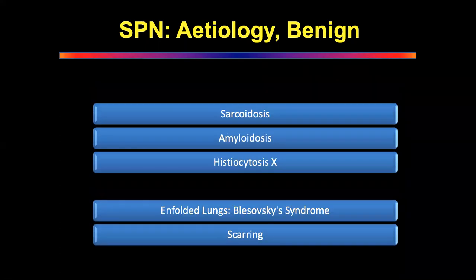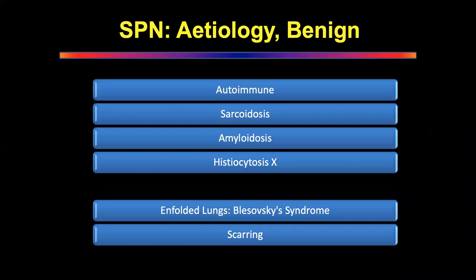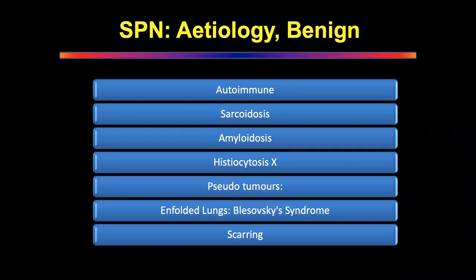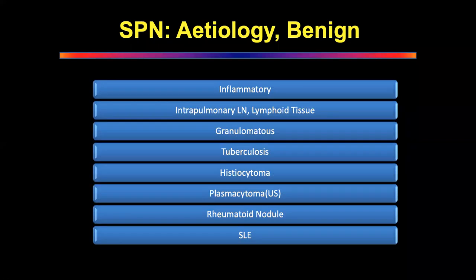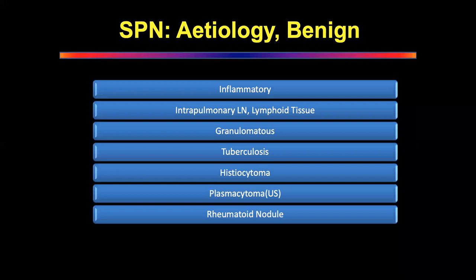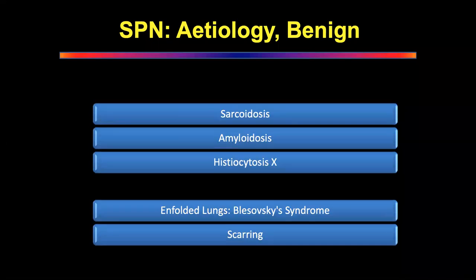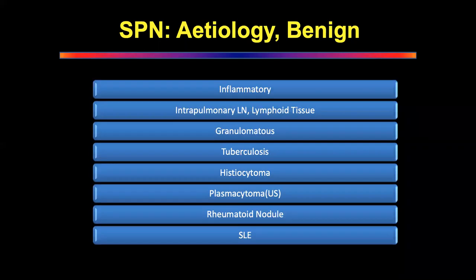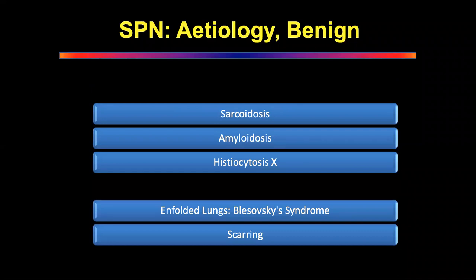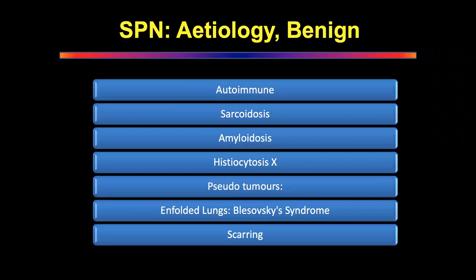So there's a whole gamut of things, okay? But the one thing you must remember is pseudotumors. So Blesovsky's syndrome. What is Blesovsky's syndrome? It's a lung folding on itself, and it appears as a pseudotumor. So that's right. It's an infolding of the lung. Sorry about the animation. This is going on. And then autoimmune, you've got that.